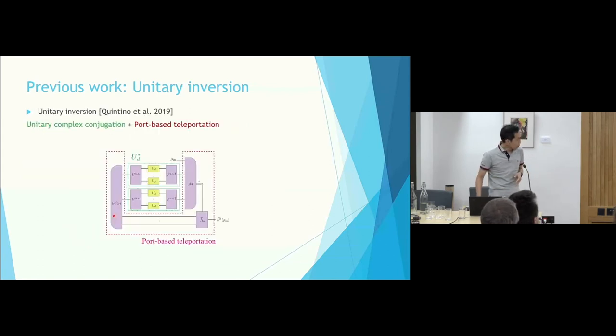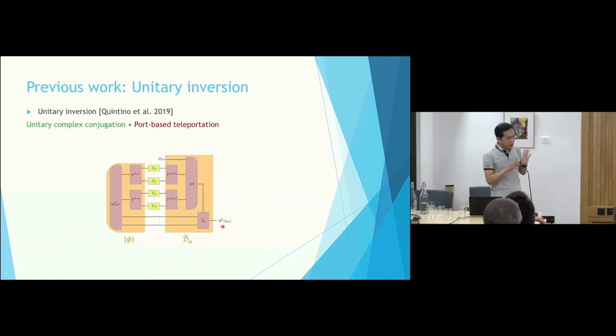So if you combine those, you get something like this. In green, the stuff covered achieves the complex conjugation of the input unitary, and the stuff covered in the purple line achieves the transposition using port-based teleportation. You don't need to know all the details. Basically, what's important is that if you prepare some state which we call phi and do some operation which we call D tilde, then you can achieve this unitary inversion.